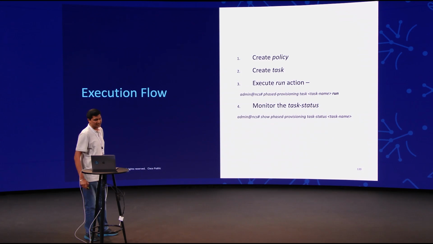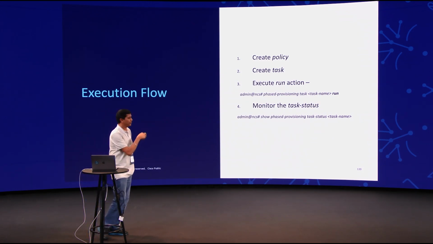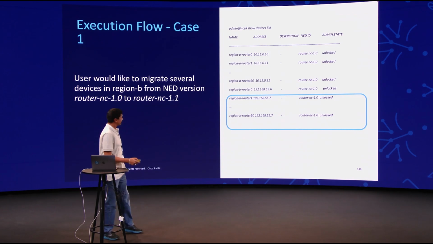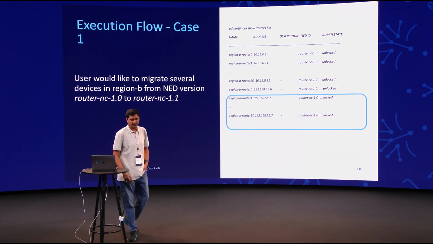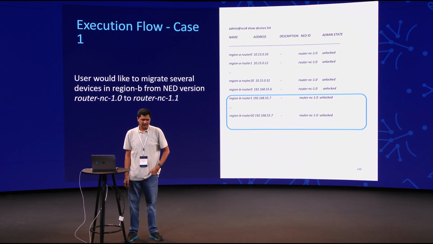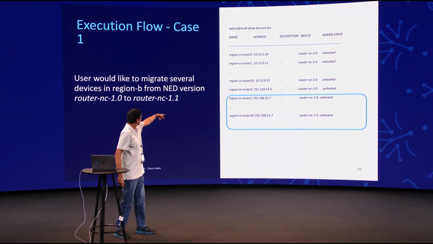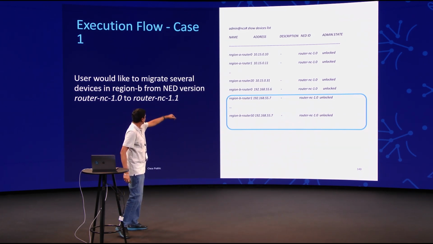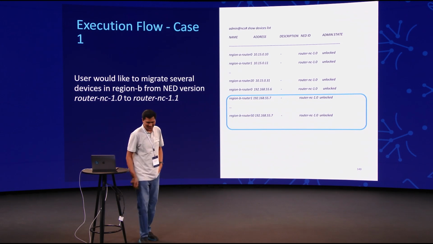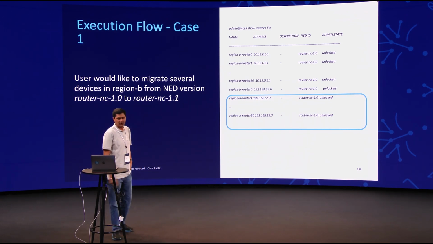So with this execution, let's take a scenario and see how we do this. So case 1, the user really wants to migrate several devices in his device tree. In this case, he wants to migrate the devices starting with region B from net version 1.0 to 1.1, as highlighted there. So he has other routers also. Maybe there's a mistake there. The other region B router also should be included. Okay, so now let's see how to use the framework to achieve this.